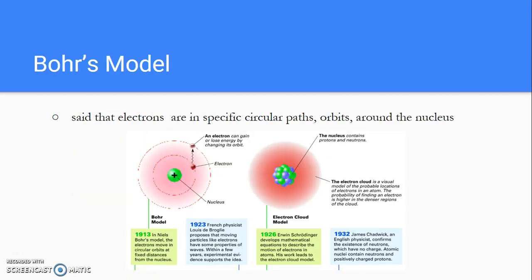So enter Bohr. Bohr said that electrons were in specific circular paths or orbits around the nucleus. His model is often referred to as the planetary model because it's like his electrons orbit the nucleus like planets orbit the sun. As you can see, the dates are listed on here. We don't need to know all of these exact little things, but in the early 1900s, Bohr came up with the planetary model and basically said that they travel on these little paths, kind of like running in a race on a track, like you have to stay in your lane.